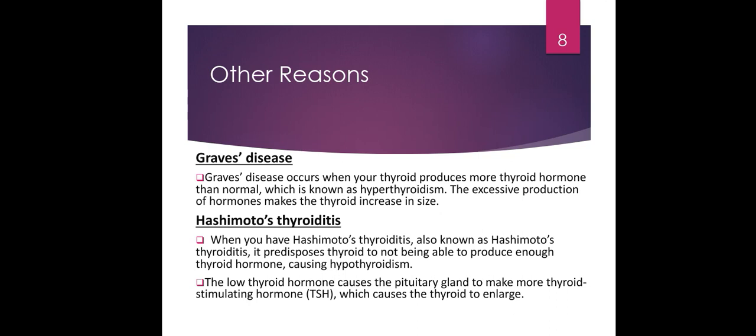Hashimoto's thyroiditis. When you have Hashimoto's thyroiditis, it predisposes the thyroid to not being able to produce enough thyroid hormone, which causes hypothyroidism. The low thyroid hormone causes the pituitary gland to make more thyroid stimulating hormone, and it causes the thyroid to enlarge. In Hashimoto's, we have a lesser amount of iodine, while in Graves' disease, we have a greater amount of iodine in the body.